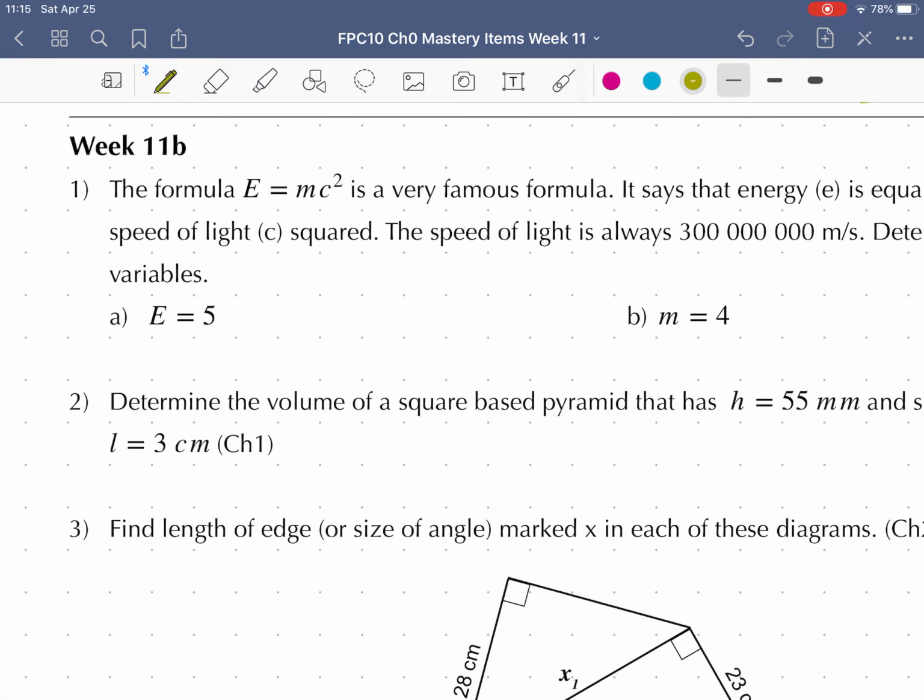So in this equation, we always know c. The question is, do we know E and have to find m, or do we know m and have to find E? Which one? In our first question, we know E, we have to find m.